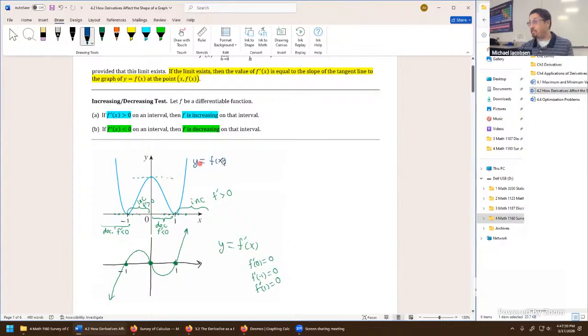When you look at this graph here of the original function y equals f of x, notice that there's a local maximum right at that spot. The local max occurred because we went from increasing to decreasing. Or you could say the local maximum occurred because to the left of this point on the x-axis, the derivative is positive, and then it switches to negative. That's the reason we have a local maximum.